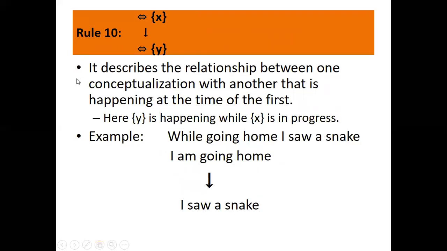Next, rule 10 describes the relationship between one conceptualization and another that is happening at the same time as the first. Here Y is happening while X is in progress. Example: while going home, I saw a snake. I'm going home, it is in progress. While going home, what did I see? I saw a snake. Fine.